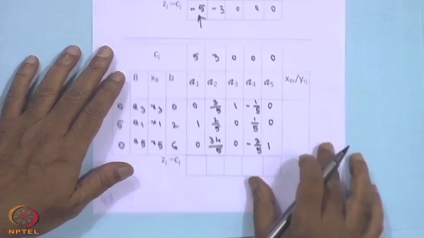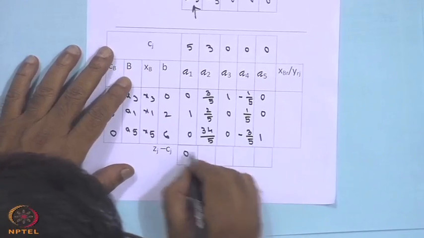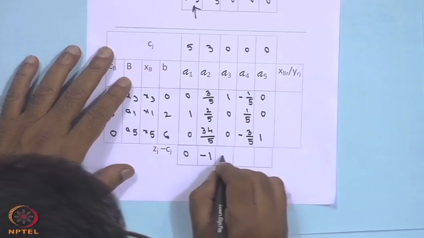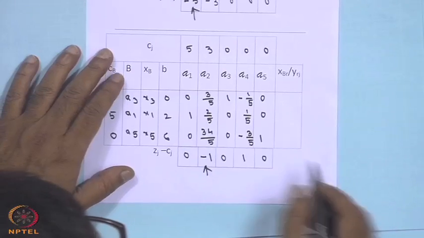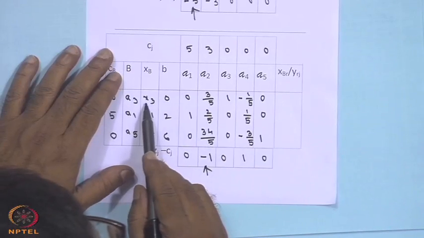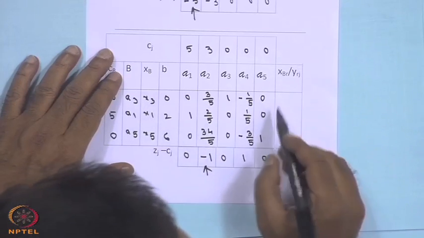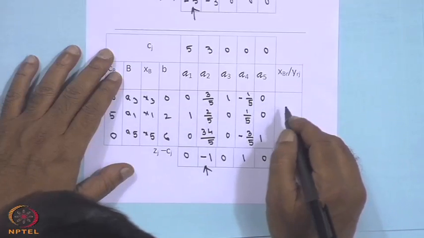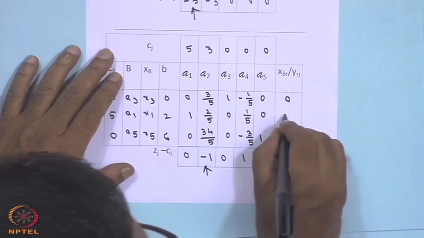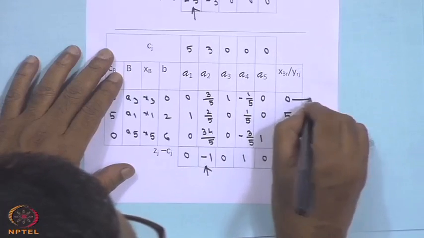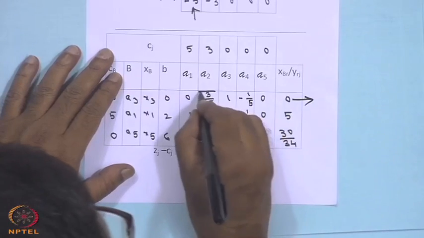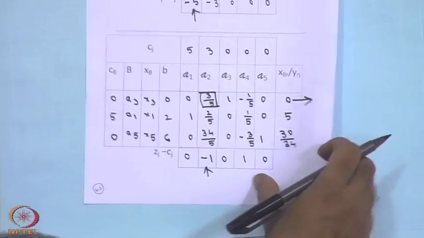If you calculate the z j minus c j value, we have 0 minus 1 0 1 0. So, this is the entering vector, although you still have a 3 corresponding to x 3 basic value as 0. If you calculate the ratio, then you will get 0, 5 and 30 by 34. So, your outgoing vector is this one, therefore, a 2 is entering. And if you go to the next iteration, let us see what happens.